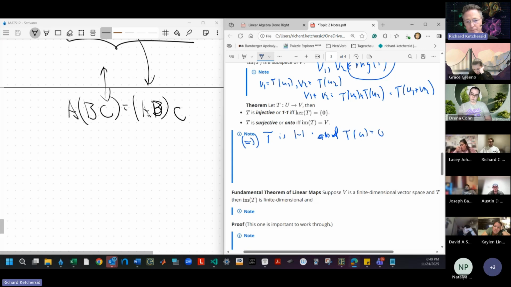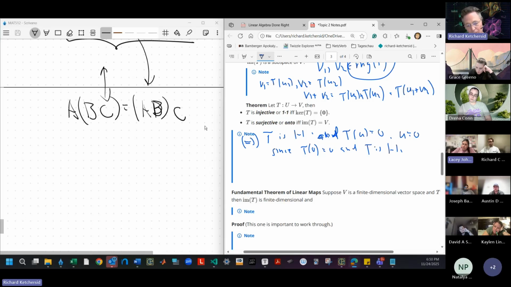So U is in the kernel, right? I want to show the only thing in the kernel is 0. T is linear and it's 1-to-1, and T of U equals 0. So what can I say about U? It's also 0, because T of 0 is 0, and it's 1-to-1, so it's got to be 0. So U is equal to 0 since T of 0 is 0 and T is 1-to-1.